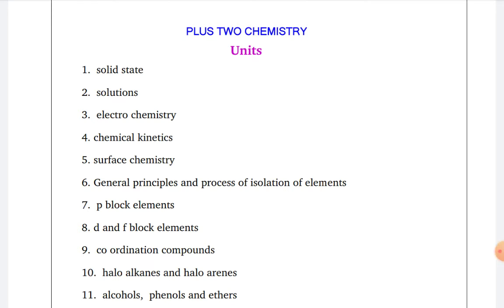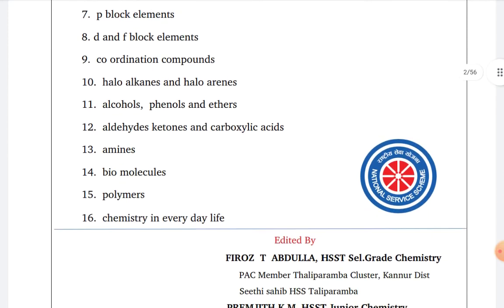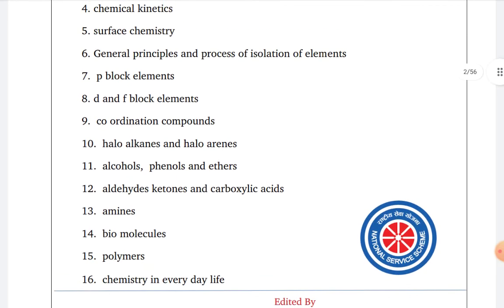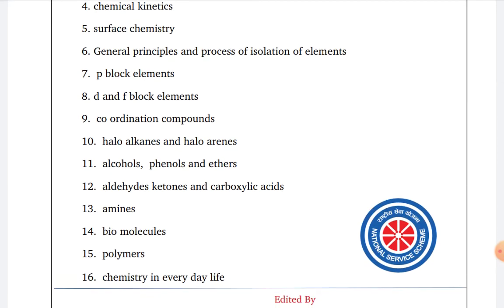In that subject we have to learn 16 chapters, and the first one is solid state, followed by solutions, electrochemistry, chemical kinetics, surface chemistry, general principles and processes of isolation of elements, p block elements, d and f block elements, coordination compounds, haloalkanes and haloarenes, alcohols, phenols and ethers, aldehydes, ketones and carboxylic acids, amines, then biomolecules, polymers, chemistry in everyday life. These are the 16 chapters you have to learn.